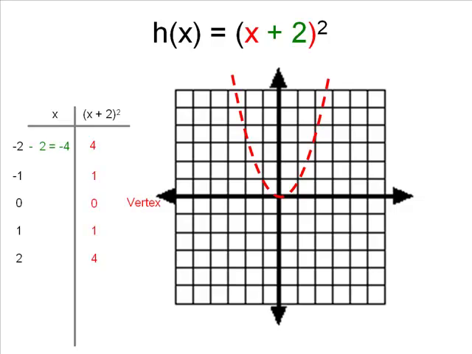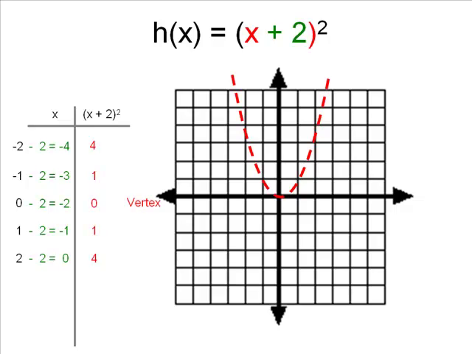In this case, we're going to subtract 2 from each. So negative 2 minus 2 is a minus 4. Negative 1 minus 2 is a minus 3. 0 minus 2 is a minus 2. 1 minus 2 is a minus 1. And 2 minus 2 is 0.